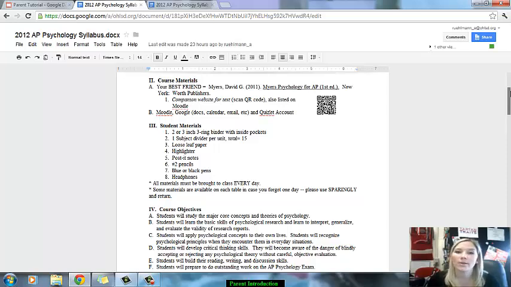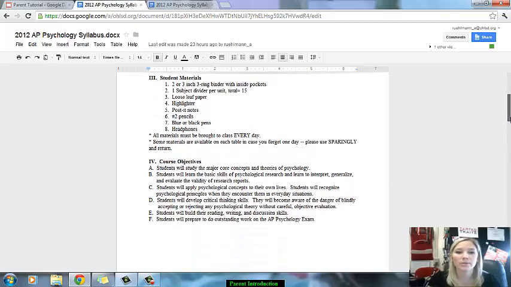Since this is a college level class, we do ask that students carry out college level skill sets. So they are required to bring their textbook with them every day and to use it every day. Also, something to keep in mind are the student materials. Students should have a 3-ring binder. I recommend 3 inches simply because we give them so many supplemental handouts to ensure that they have everything available to them when they begin to study and review for the AP test. So I do recommend a larger binder.